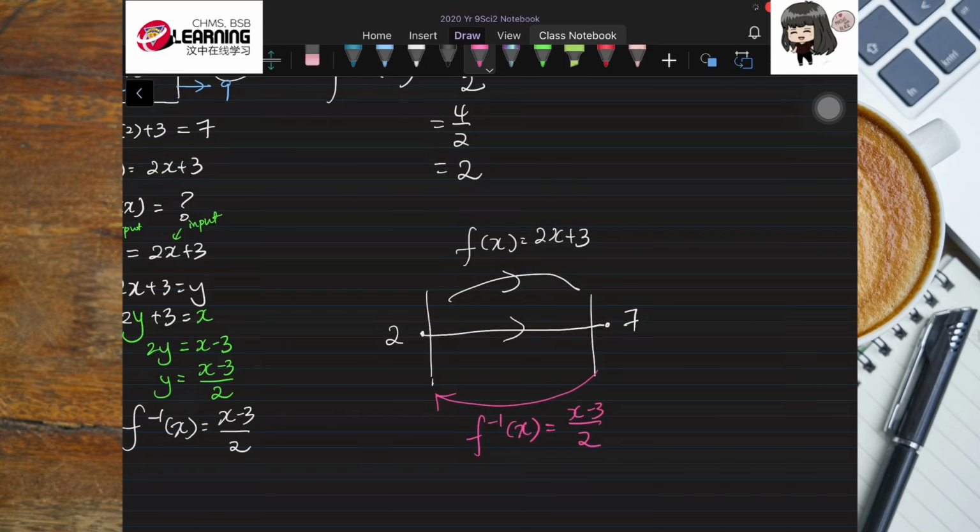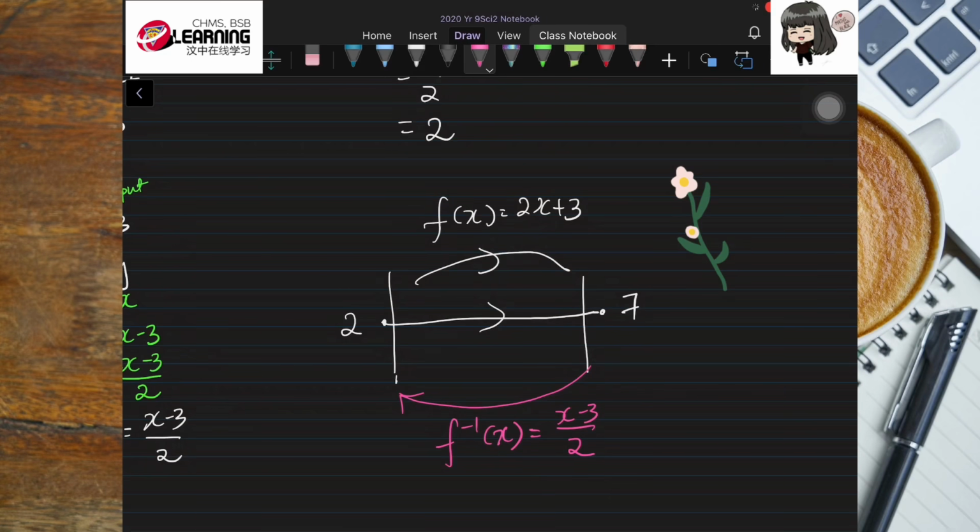Alright, so an inverse function is a function that reverses another function, or the process of undoing it. So in this subtopic, we need to find out the expression when you are given a function f.